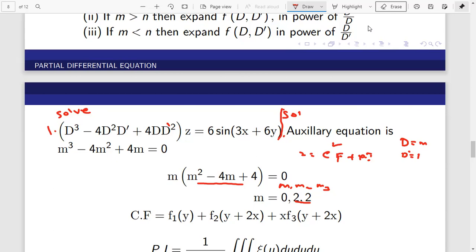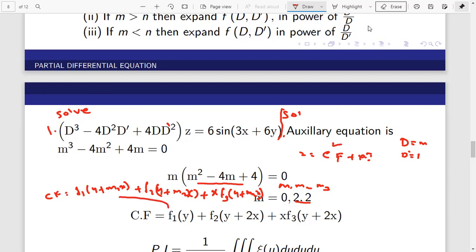So if we take first one root different, so actually we have a formula for the complementary function. Here complementary function, so f1 of y plus m1 x, okay, plus f2 of y plus m2 x, plus, two roots are equal, x into f3 of y plus m2 x. Okay, so what is your m1? m1 is 0, therefore we will write f1 of y.